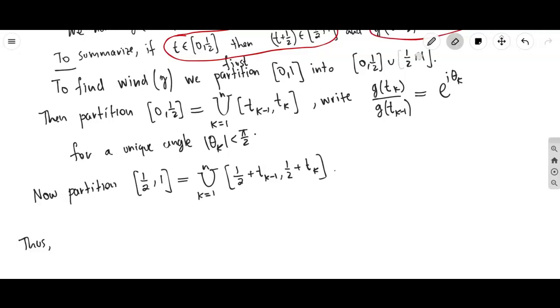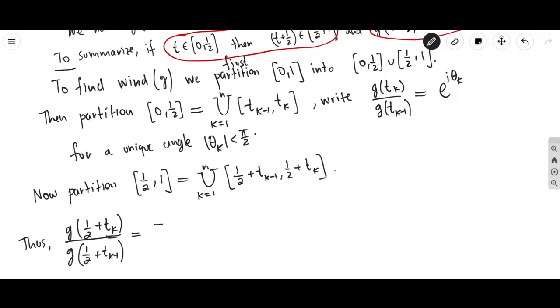So for this one, here's what we're going to have. We're going to do the same thing. This will be g of 1/2 plus tk divided by g of 1/2 plus tk minus 1.